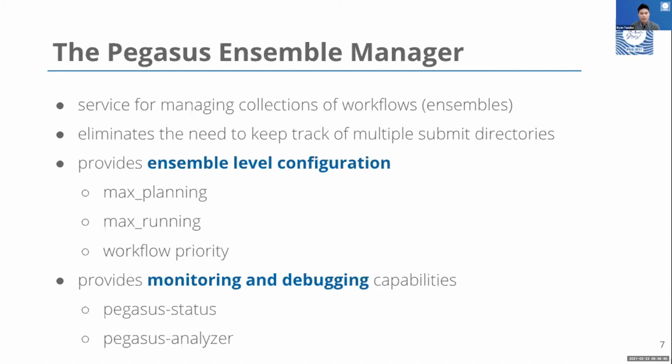Additionally, it provides you with ensemble level configuration options. We have max planning and max running. These allow you to throttle the number of workflows in the ensemble that can be concurrently planned and executed. These are really useful to limit the impact of memory usage on the submit host, and also the load on the submit host and the remote execution site due to concurrently running these workflows. And then you can also set priorities for each workflow within the ensemble to dictate which workflows are planned or executed first.